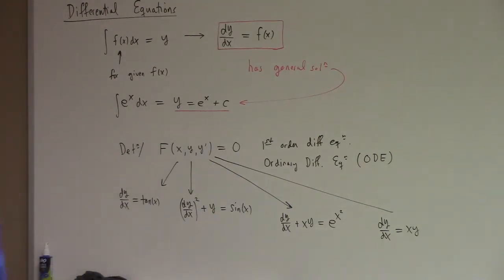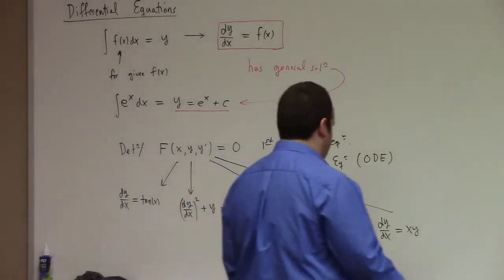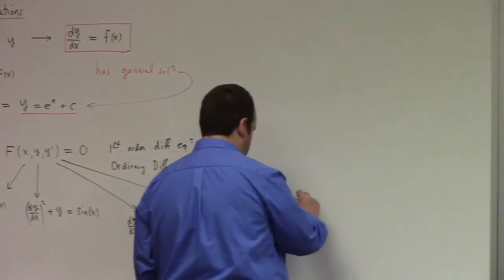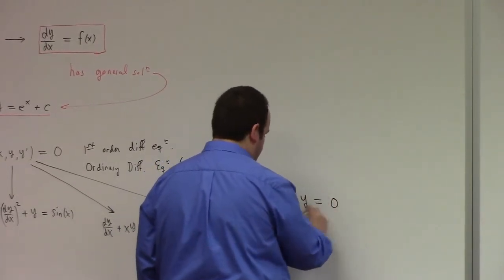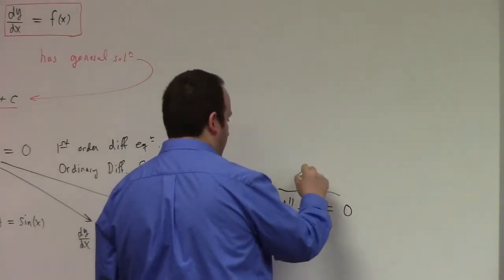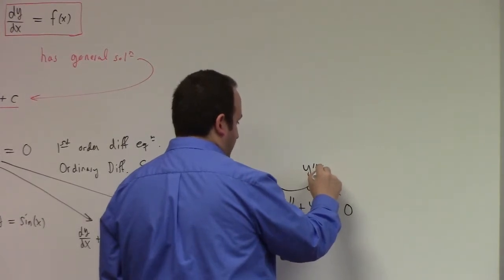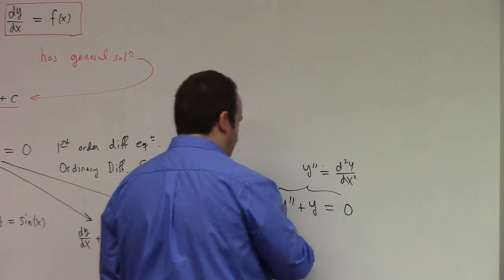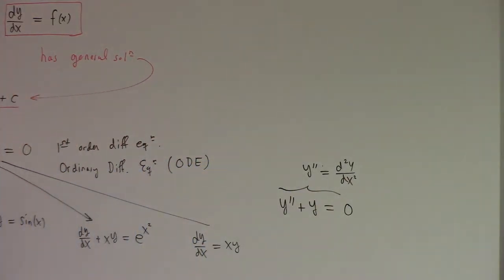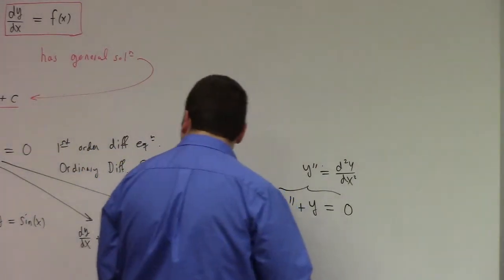All right. What would not be a first order differential equation? How about this? Y prime prime plus y equals 0. This would be where y prime prime is notation for d squared y dx squared. This would be a what? Second order differential equation.